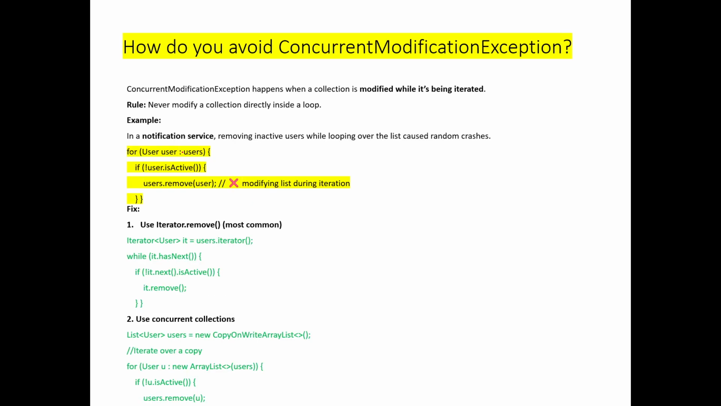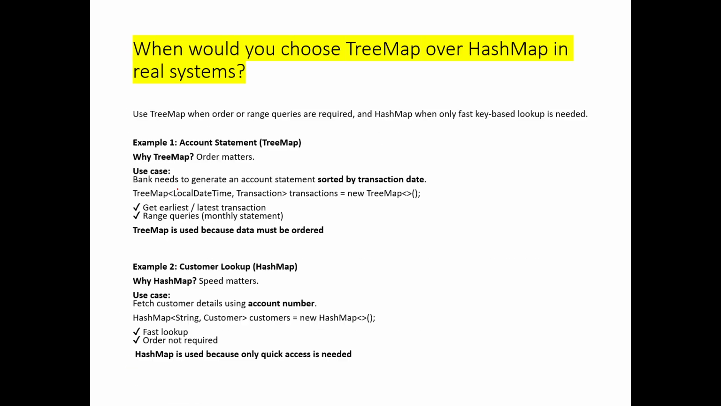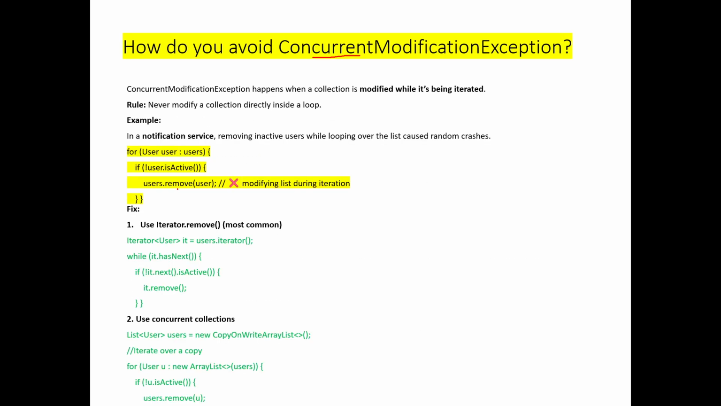Let's move to next question. How do you avoid concurrent modification exceptions? So why are we getting these concurrent modification exceptions? Whenever we are iterating a list of users, at the time of iterating, if you are removing, then you will get concurrent modification exceptions. It is like when I am accessing this PPT page by page, if someone else removes one page without my knowing, then I will be impacted.